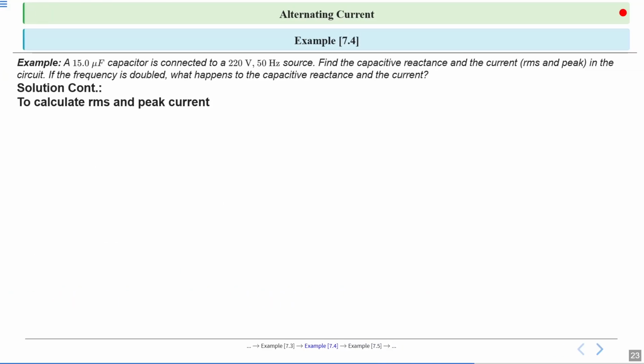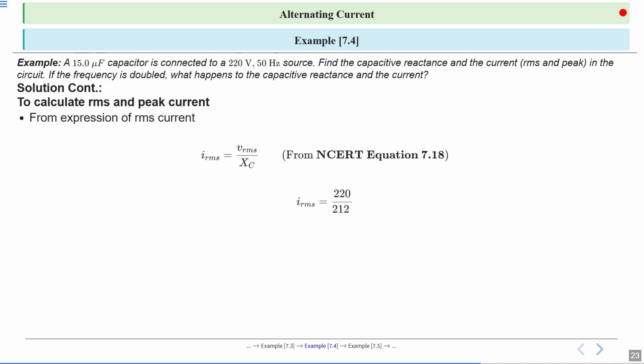Now to calculate the RMS and peak value. The expression of RMS current is IRMS equal to VRMS upon XC, from NCERT equation 7.18. VRMS is given as 220 volt. So IRMS will be equal to 220 upon what we have calculated for XC, which is 212 ohm. So 220 upon 212, IRMS will be equal to 1.04 ampere.